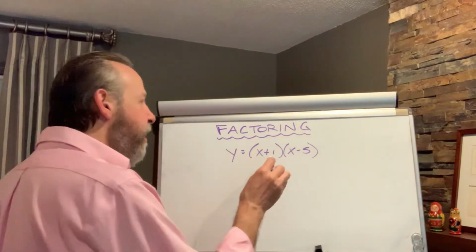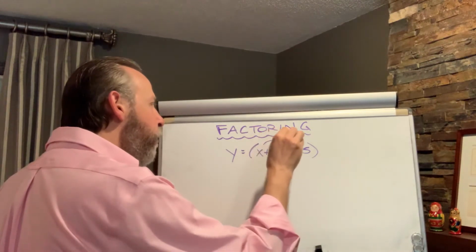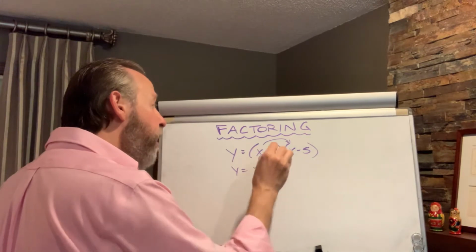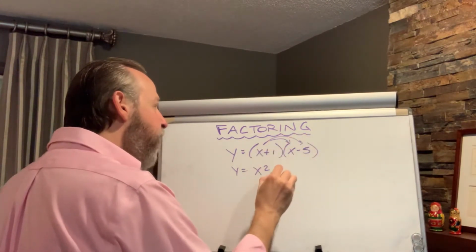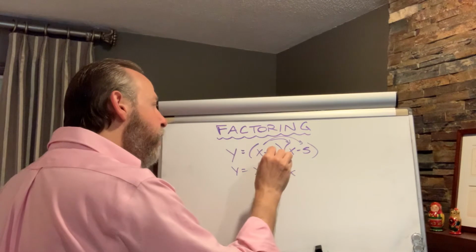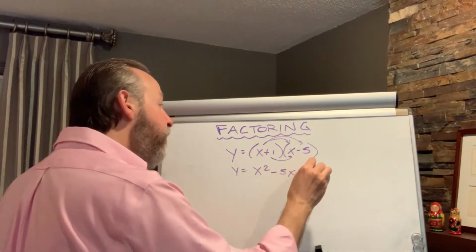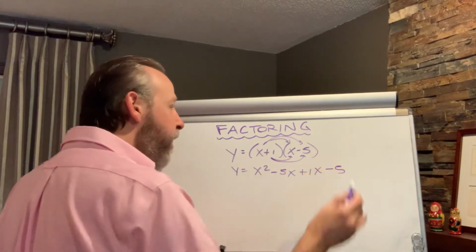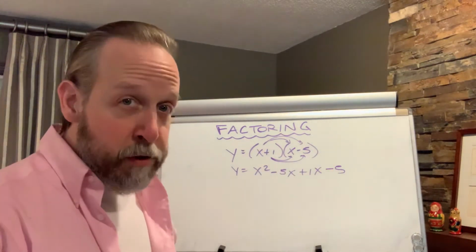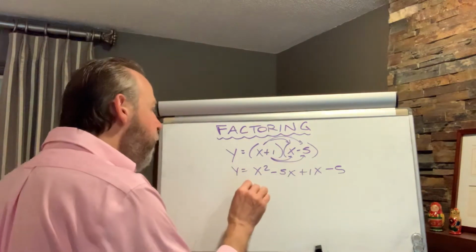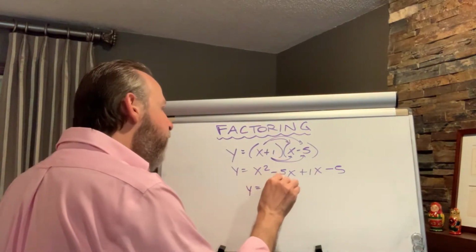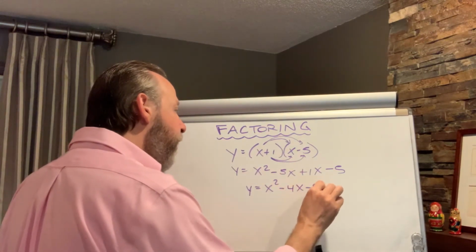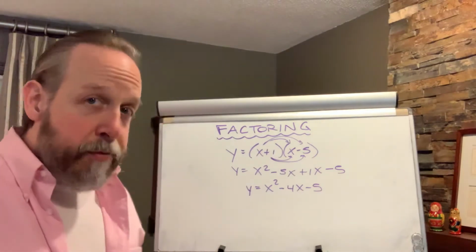We got the standard form, which is what you get when you distribute. So that will be x times x, which is x squared. That's x times -5, which is -5x. This is +1 times x, which is +1x. And +1 times -5, which is -5. And then you would combine the two middle terms because they are like terms. And we get y equals x squared, -5 plus 1 is -4x, minus 5. So in standard form, that's what it would look like.